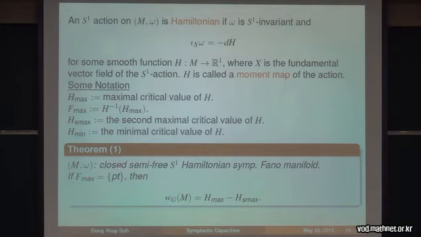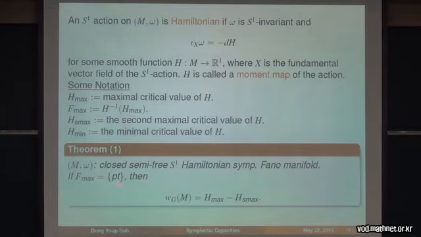M is closed, and the circle S1 is acting on it in a symplectic Hamiltonian way. One more condition is that the action is semi-free. Semi-free action means that, except for the fixed points, all the action should be free. So the isotropy subgroup of this action is either S1 or trivial. There is no other finite isotropy subgroup at all.